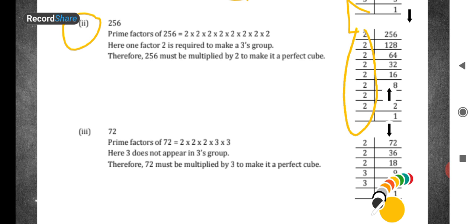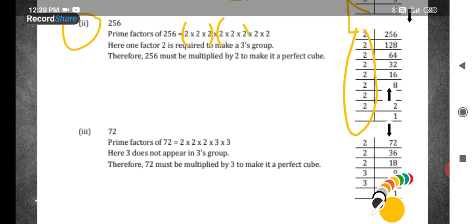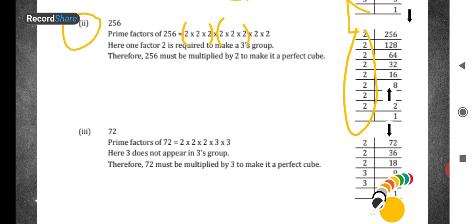1 2 3 4 5 6 7 8, we got 8 twos. That means we can pair, we can make groups, isn't it? So this one group we got of 2 and one more group we got of 2. Now here you can see 2 is remaining without a group. We got 3 groups, but one more 2 is required.